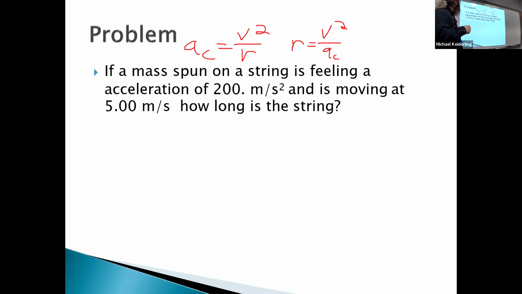So if we start with centripetal acceleration and we want to find the radius, well, multiply both sides by radius. So centripetal acceleration times radius is speed squared. And so if we want to find radius, radius is speed squared over centripetal acceleration. If you wanted to solve for speed, well, speed is going to be the square root of centripetal acceleration times radius.